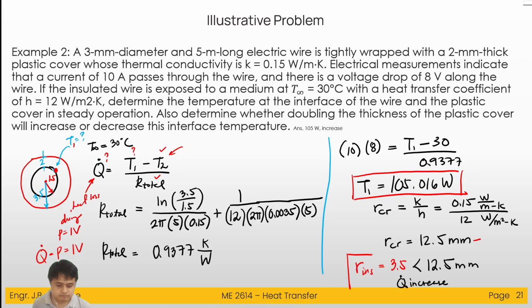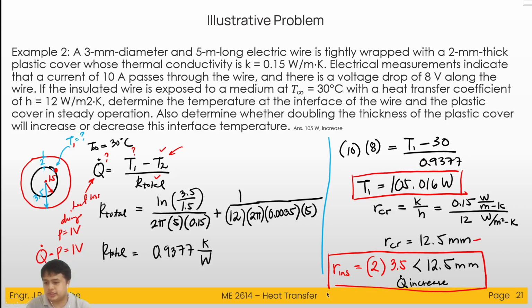Okay? If you double the thickness, this will become 7, which is still within the 12.5, so the heat transfer will increase. But vice versa, if this is greater than the critical radius, then it will decrease. If it is equal, then it is at the peak, wherein the conductive heat transfer is equal to the convective heat transfer. Okay, so that's it. Thank you guys, and see you.